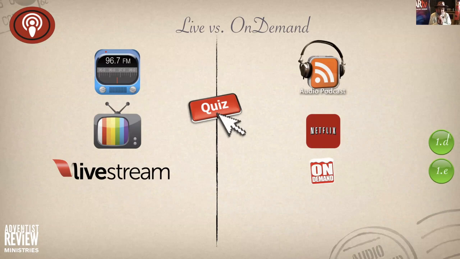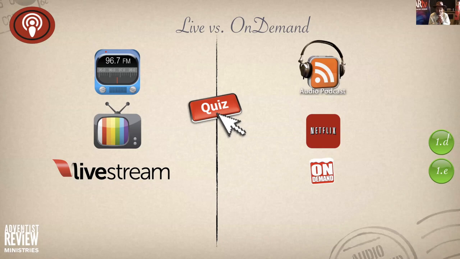Now, a little quiz for you all. What are the advantages or disadvantages of live versus on demand? How can you see that as different? So live, for example, if I turn on the radio right now, I'll hear whatever's happening, while on-demand audio allows me to listen to things whenever I want. So I want to throw that to you guys. What do you see is the biggest difference between live content? It can be a live radio show, it can be a live TV show, or it can even be a live stream of a church service somewhere, right? What's the difference between live and on demand?